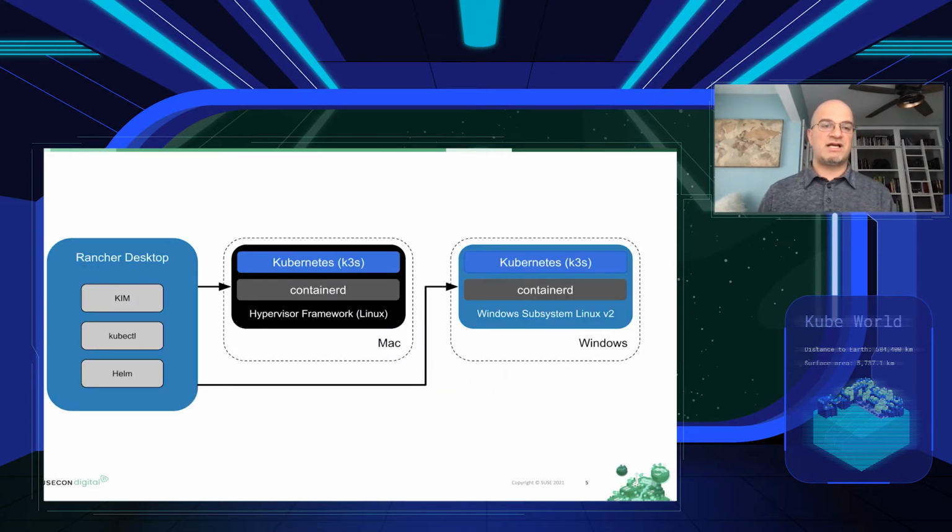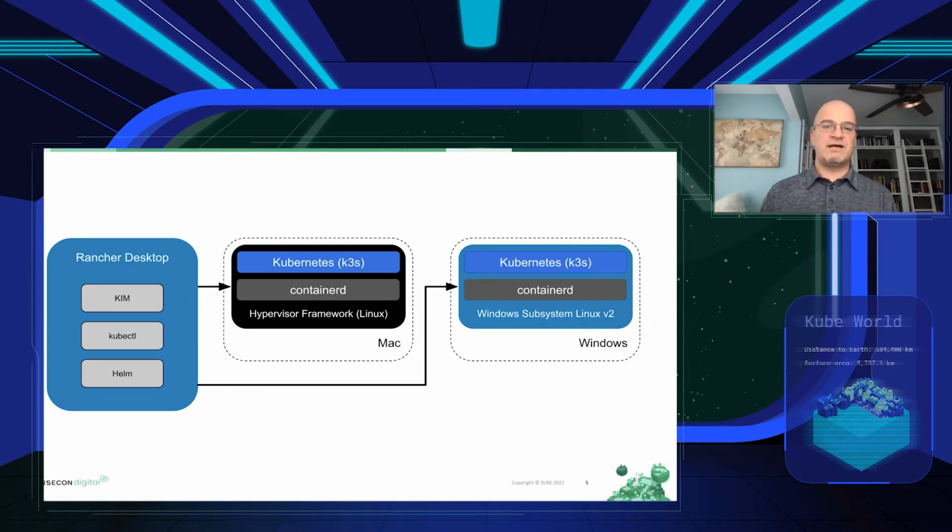Now, Rancher Desktop provides more than just Kubernetes. Inside of it, you're going to have KIM. KIM is the Kubernetes Image Manager. It's a project that lets you build, push, and pull container images. And I'll demonstrate that and how it works with Kubernetes in just a few minutes. kubectl is the Kubernetes command line utility that's commonly used to interact with a Kubernetes cluster. And Helm is the Kubernetes package manager.